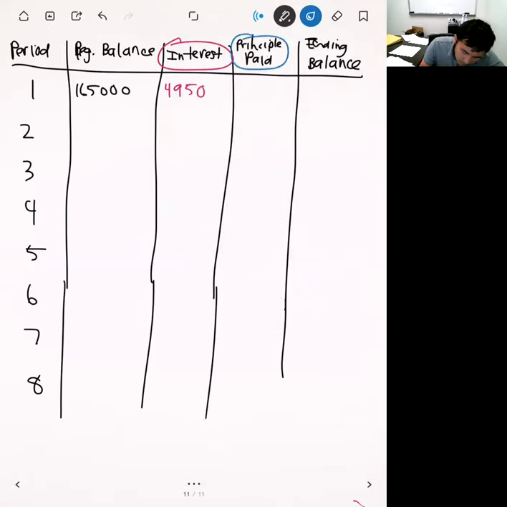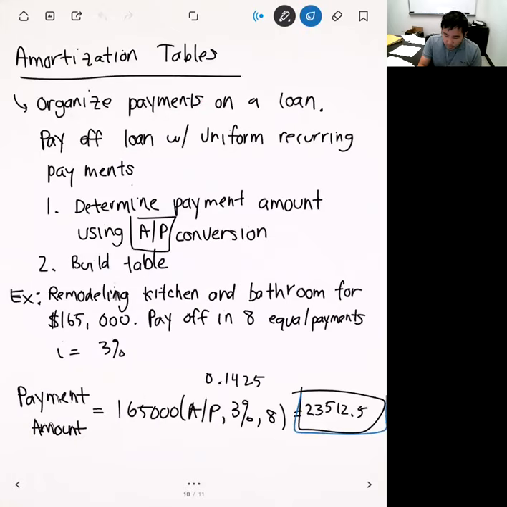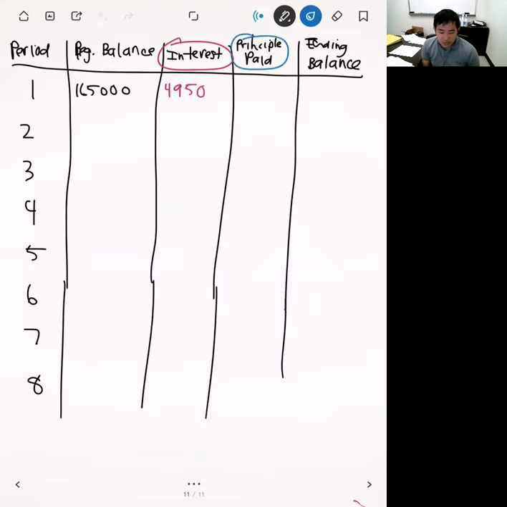Next, we have the principal paid. This is the amount of your payment that's actually going towards paying off your loan, because we know that every month we're paying $23,512. Remember, when we talk about amortization schedules, a chunk of that payment goes towards paying off the interest, and whatever is left after you pay the interest is used to contribute towards your loan amount.